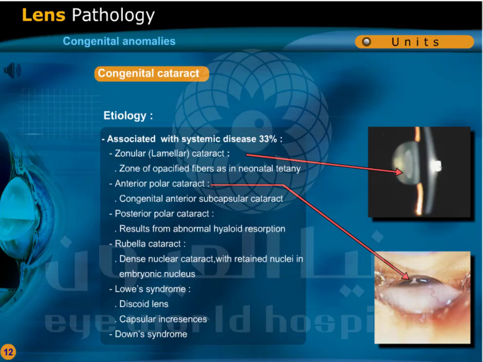Zonular or lamellar cataract, where there is a zone of opacified fibers as in neonatal tetany. Anterior polar cataract. Congenital anterior subcapsular cataract. Posterior polar cataract results from abnormal hyaloid resorption. Rubella cataract. Dense nuclear cataract with retained nuclei in the embryonic nucleus. Lowe syndrome composed of discoid lens and capsular excrescences. And Down syndrome.